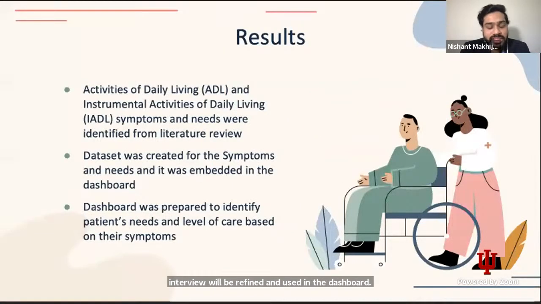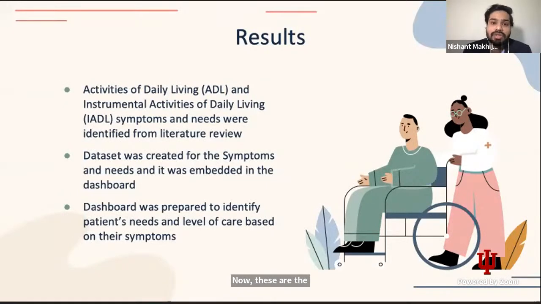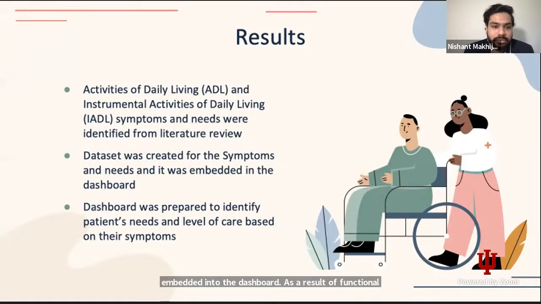Now, these are the results only on the basis of the literature review data set. Still, the results section needs to be changed once my interview sessions are over. Some of the key results of the study were that activities of daily living and instrumental activities of daily living, symptoms, and needs were collected from the literature. A data set was created for symptoms, frequency of the symptoms, and needs, and embedded into the dashboard. As a result, a functional dashboard was created to identify the needs based on the symptoms.